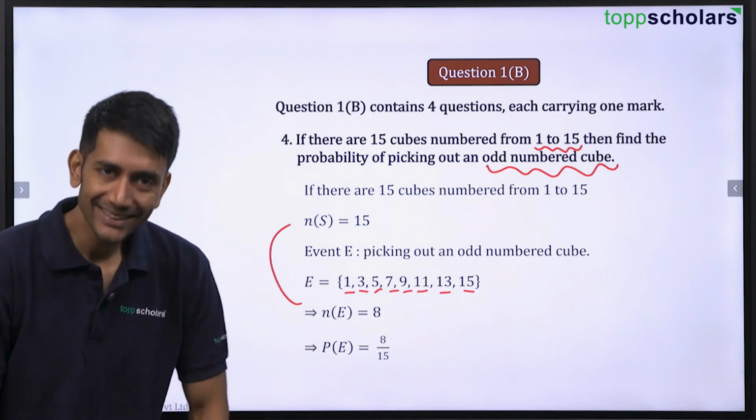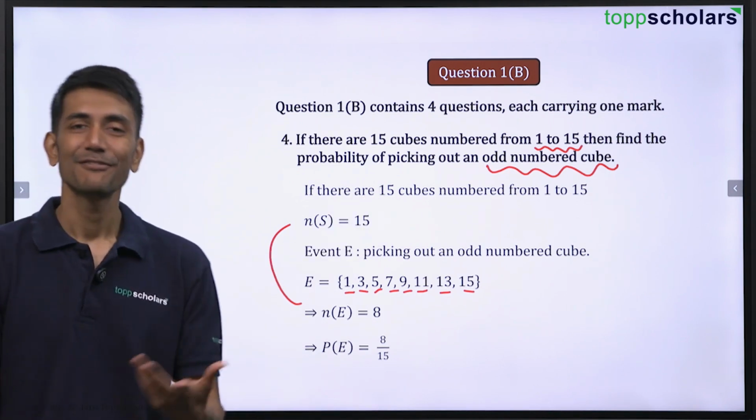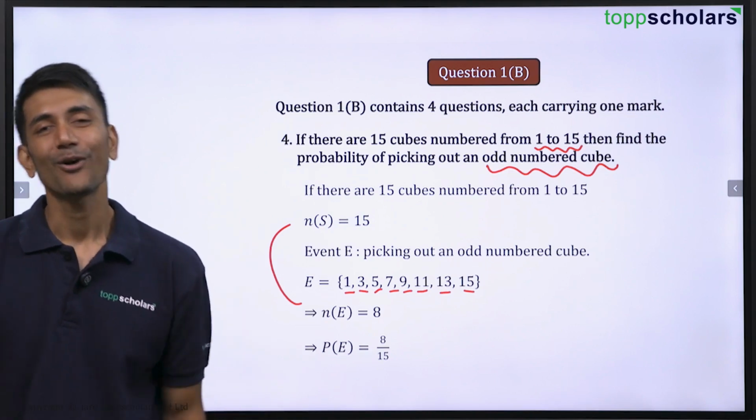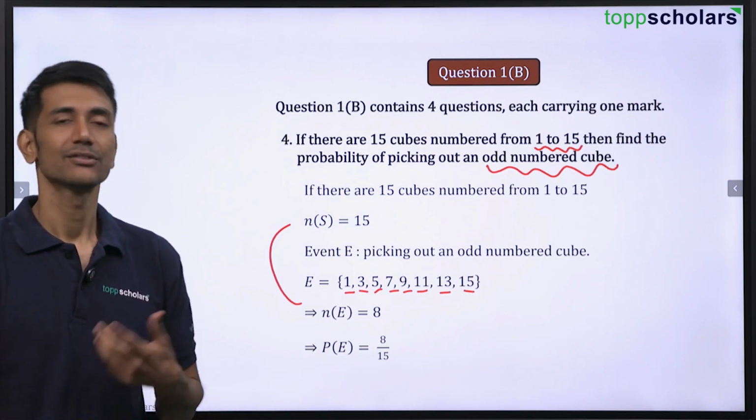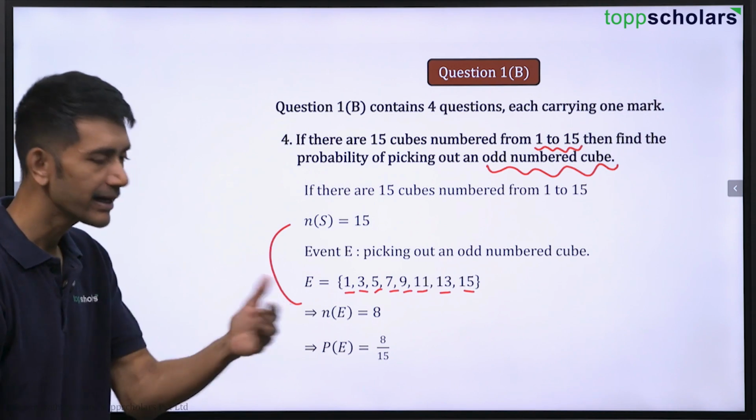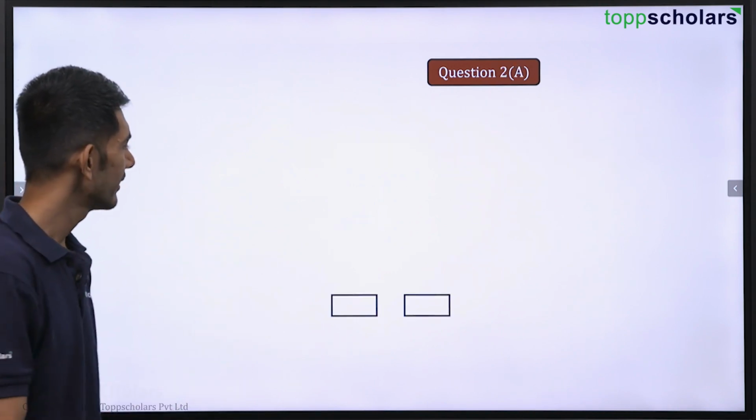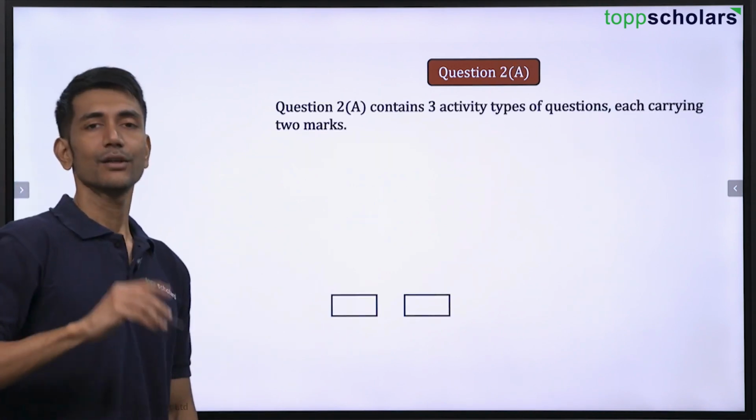So you don't have to do anything here. Directly you can do this. 15 numbers are there. How many odd numbers are there? 8 odd numbers are there. So the probability of getting an odd number would be 8 by 15. Simple as that. Okay. Now this is very important.